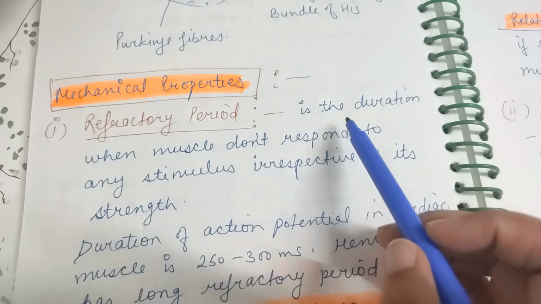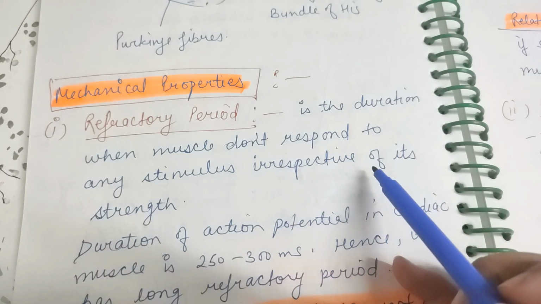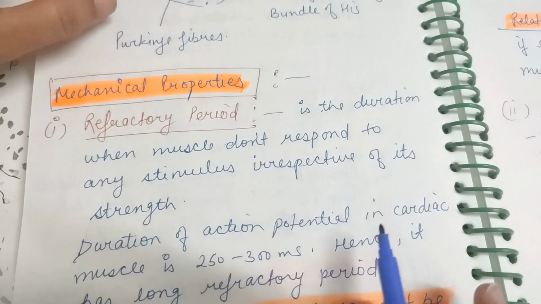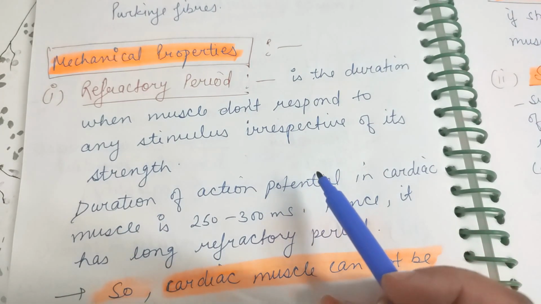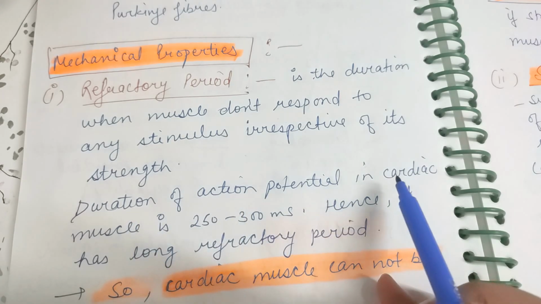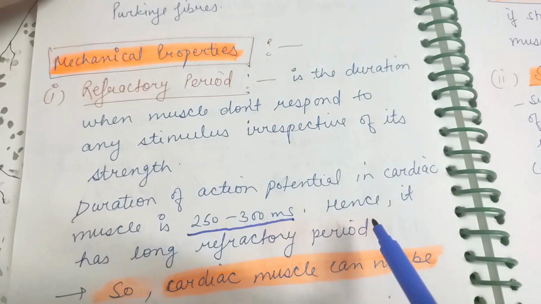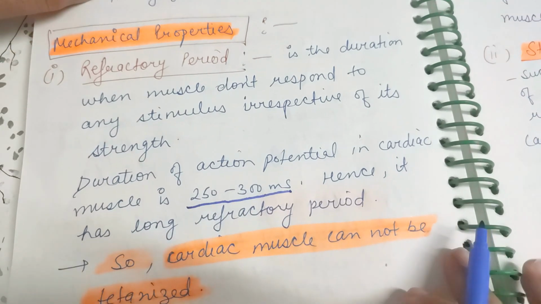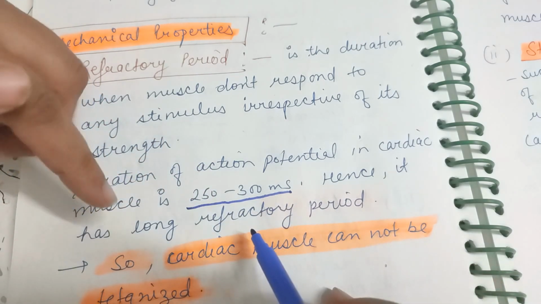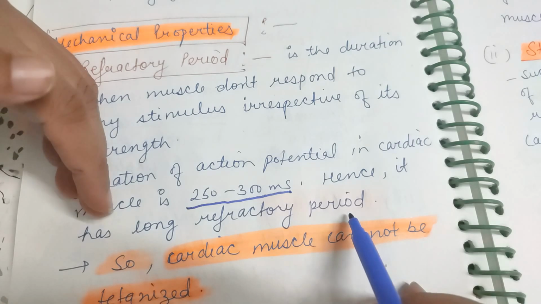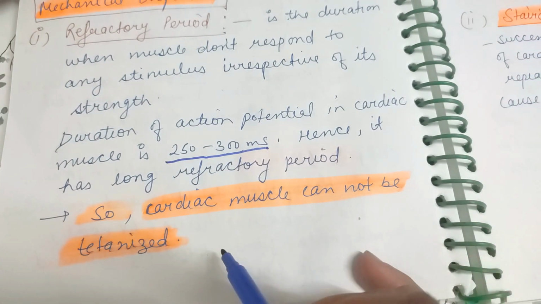Refractory period is the duration when the muscle doesn't respond to any stimulus irrespective of its strength. It means the muscle is refractory to any stimulus; it will not respond. The duration of the action potential in cardiac muscle is 250 to 300 millisecond. Because of this long duration, the muscle also has a long refractory period, and this is the reason why cardiac muscle can't be tetanized.